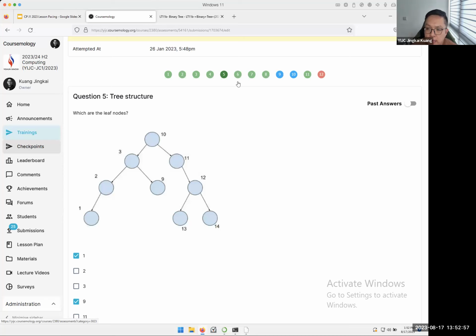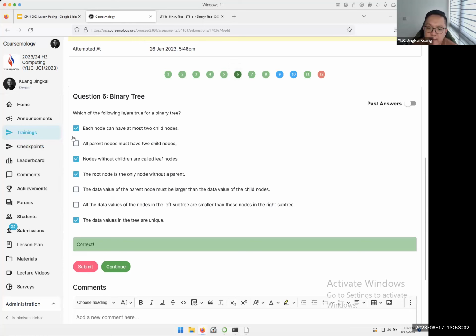Then let's look at 6, binary tree. I never put this question in because obviously I'm not going to type in all the options, so my answers are here. This is the correct one: each node can have at most 2 child nodes. It's either 0, 1, or 2. Parent nodes must have 2 child nodes? No, it's 0, 1, or 2. If it's a parent, that means it has either 1 child or two child nodes, so it's not compulsory to have 2 nodes. Nodes without children are called leaf nodes. I think that was the previous question. So 1, 9, 13, 14 are leaf nodes.